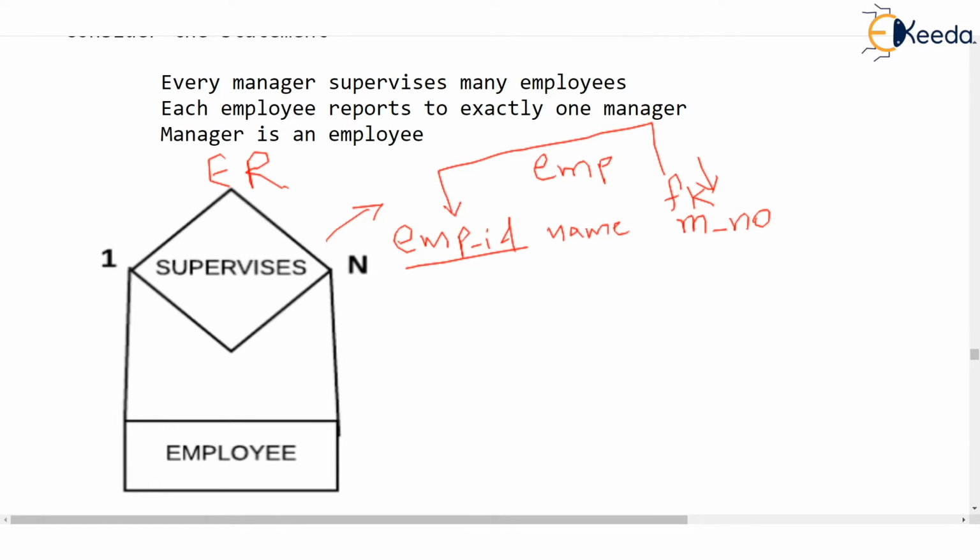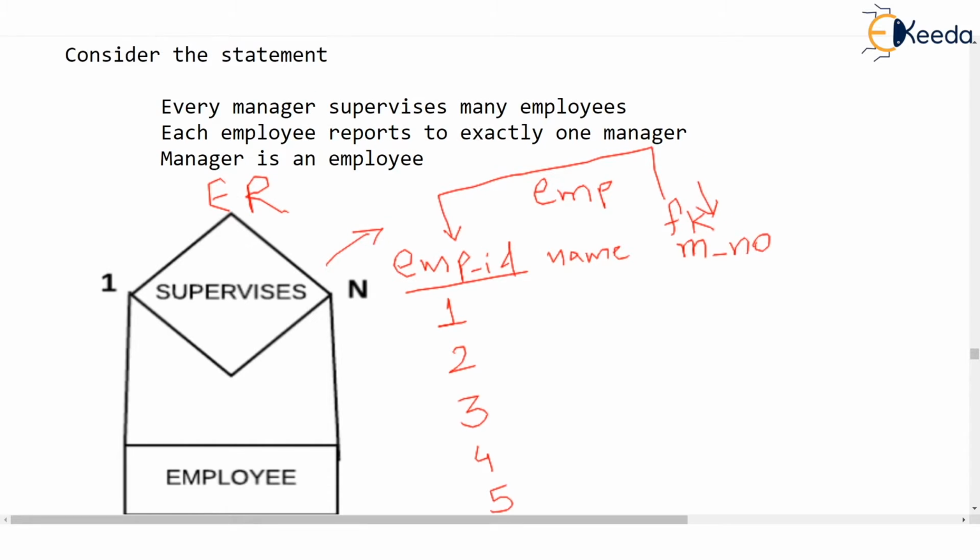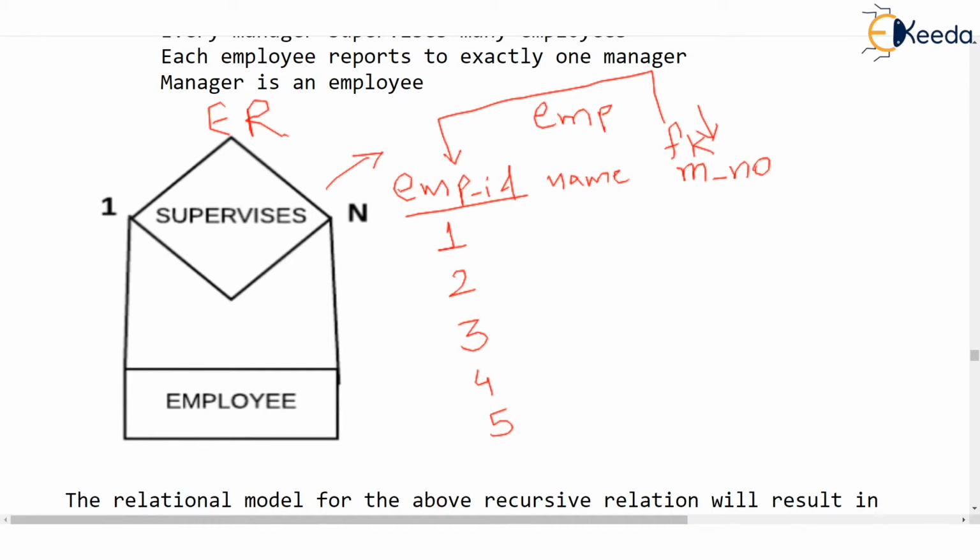Let's see. Suppose these are our employees. Employee number 1, employee number 2, 3, 4, 5, let's say 6. Let's take 6 employees. And just imagine, I write for employee number 1, let's not think of names and all other attributes, but I say that 1 has manager number 5. What do you understand from this? Employee number 1 is supervised by employee number 5 because the manager of employee number 1 is employee number 5. So what is this manager number? This manager number is nothing but employee number because a manager is after all an employee, isn't it?